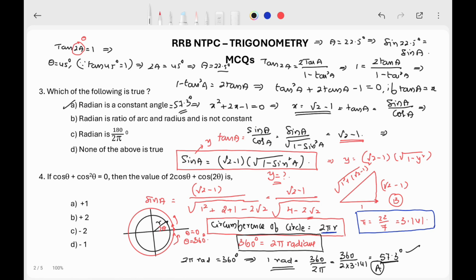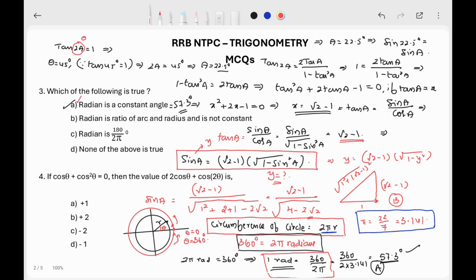Radian is a ratio of arc and radius. It is not a constant. No, it is not like that. Radian is 180 by 2 pi. No, it is 360 by 2 pi. Please remember this value. 1 radian is equal to 360 by 2 pi. How it has come, I have already shown you. Hence answer is A. This is simple.